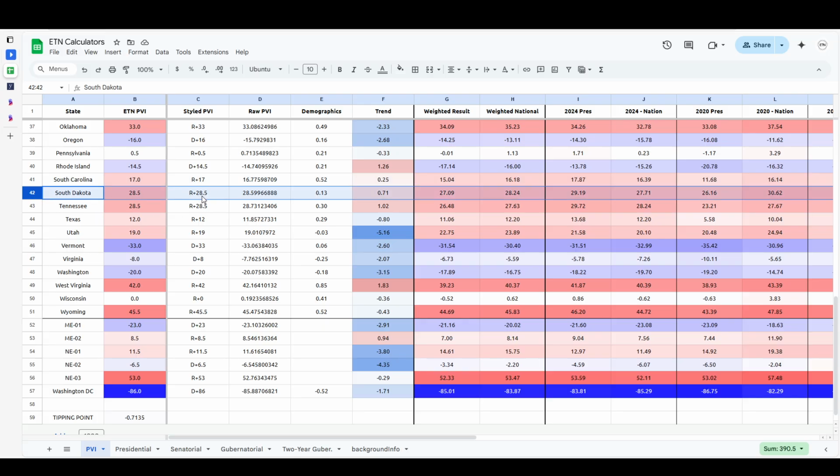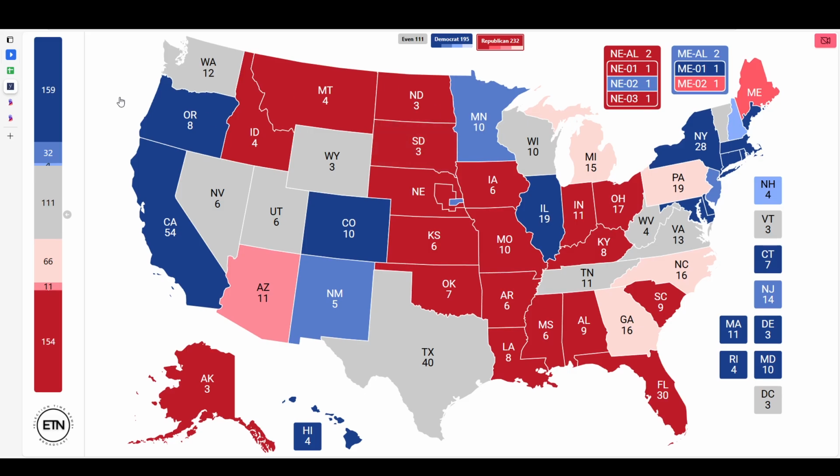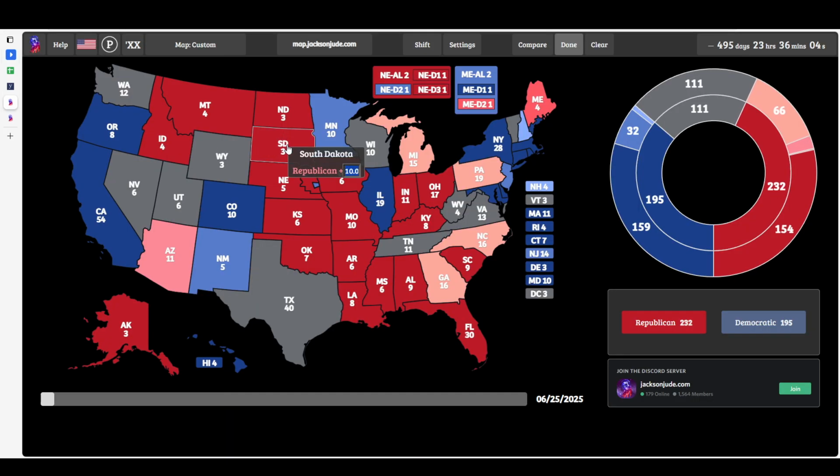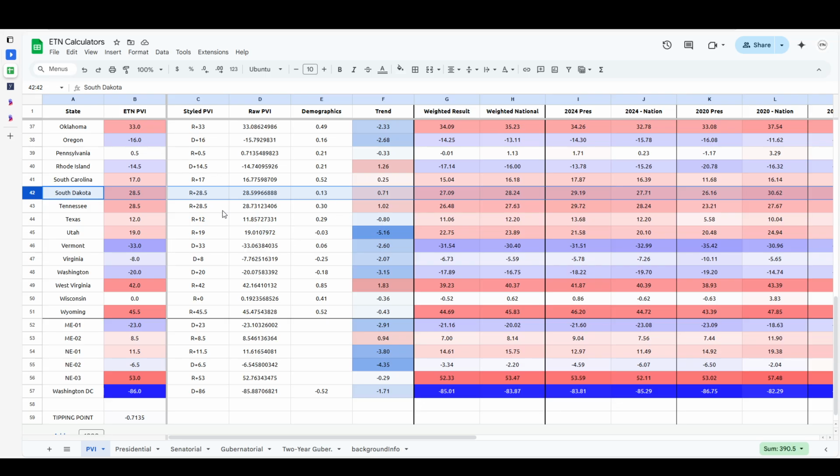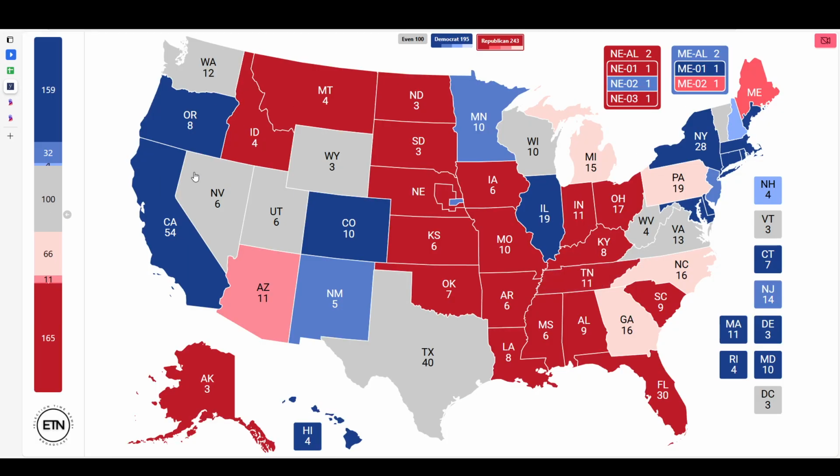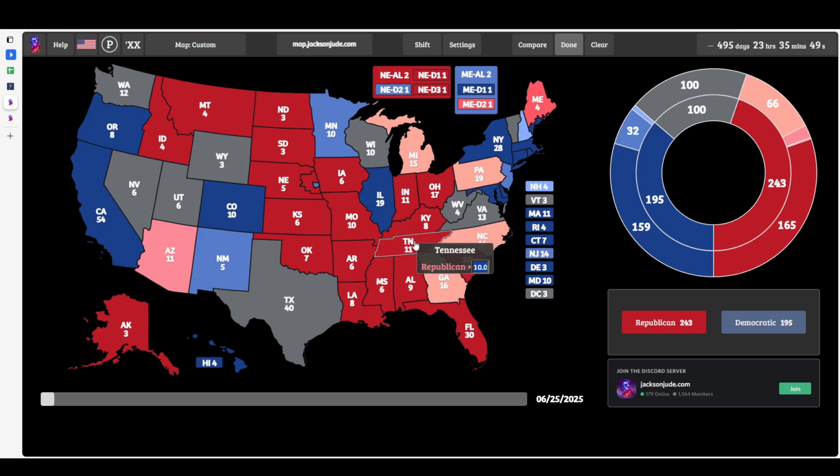South Dakota, 28.5. This is another state that Barack Obama only lost by under 10 points in 2008. But then it shifted very, very hard to the right for Donald Trump. Tennessee, another 28.5. It's actually basically the exact same thing.